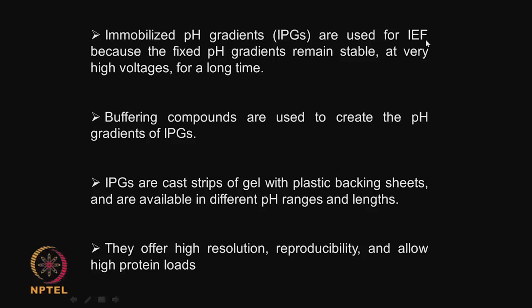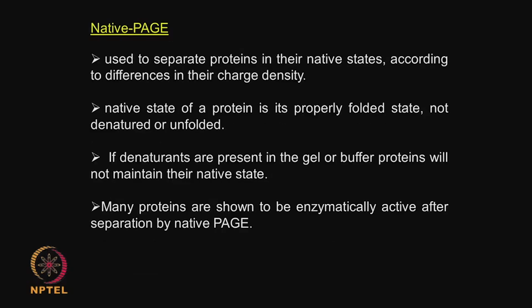Immobilized pH gradients are used for isoelectric focusing, because the fixed pH gradients remain stable at very high voltages. Buffering compounds are used to create the pH gradients. Immobilized pH gradients are cast strips of gel with plastic backing sheets. They offer high resolution and reproducibility and allow high protein loads.